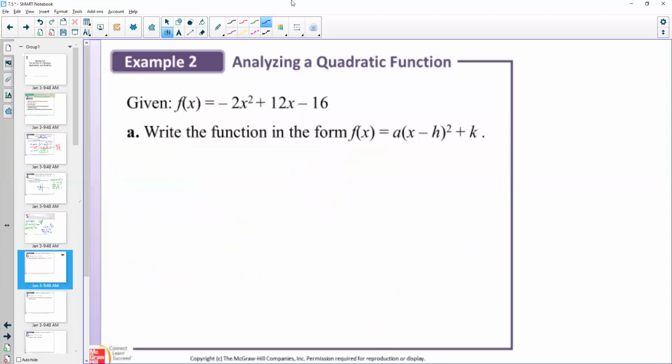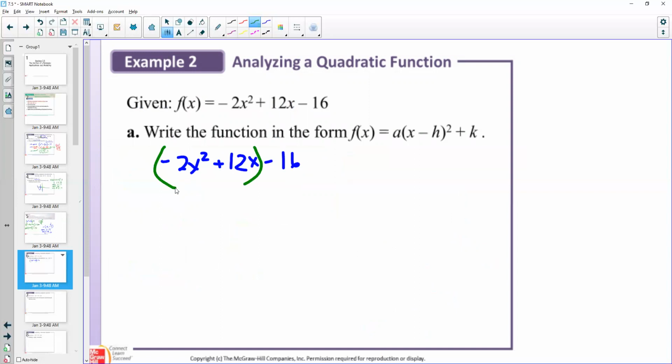There are some times where you're going to have one additional step, and here it is. It's going to be your second step, okay? So the first step is still going to be the same. I'm going to take my -2x squared plus 12x minus 16. And the first thing I'm going to do is regroup.